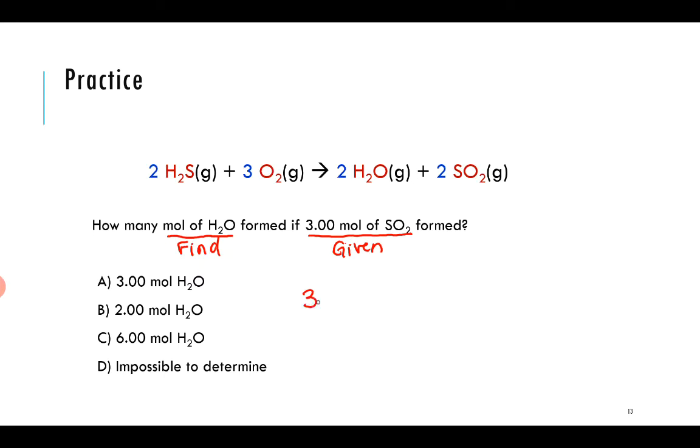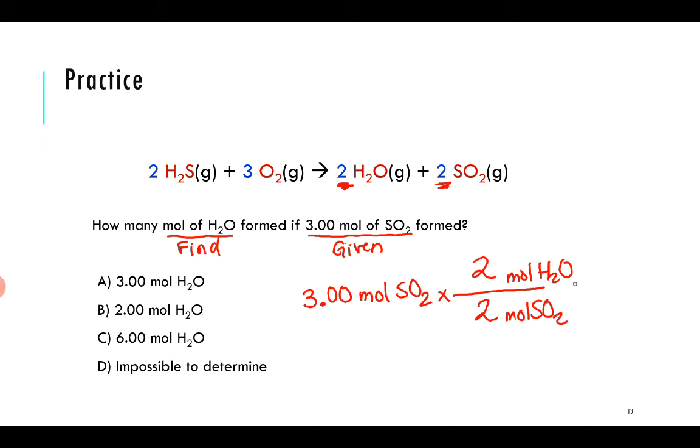So we have to start with our 3.00 moles of SO2. We have to cancel out our moles of SO2, and we have to find moles of H2O. So I need to look at the coefficients. SO2 is here. That has a 2 coefficient. H2O is here. So that also has a 2 coefficient. And so this works out to 3.00 moles of H2O.